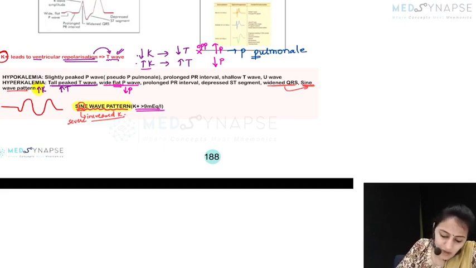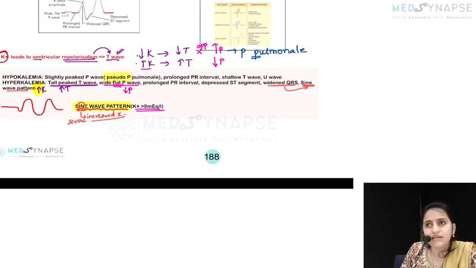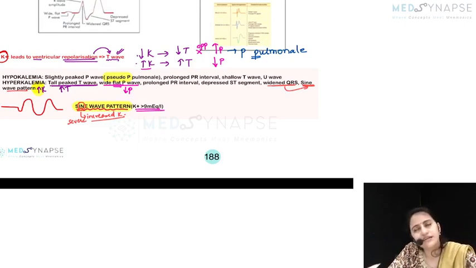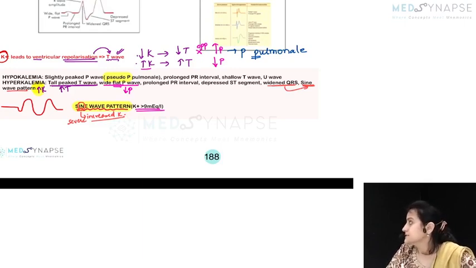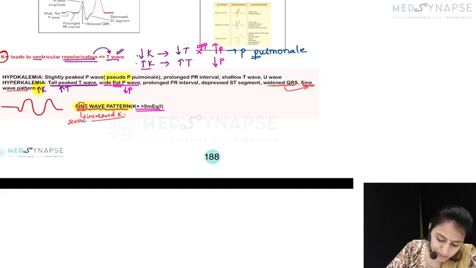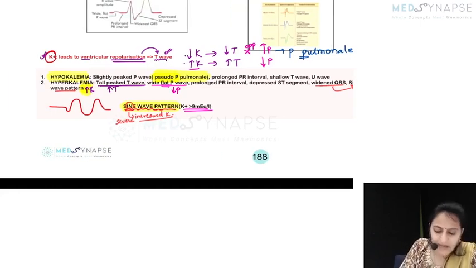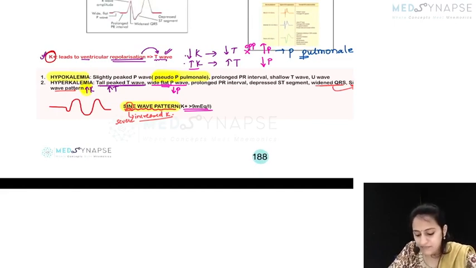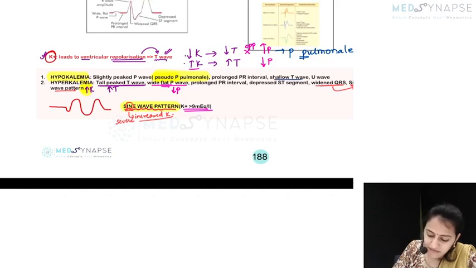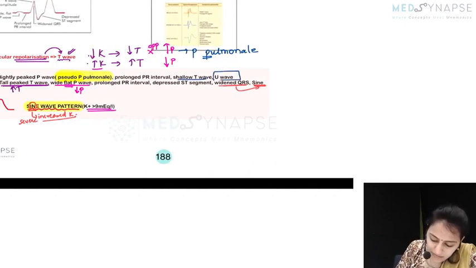So this is called pseudo P pulmonale because it's not a heart condition, right? It's not actually the right atrium enlargement. So where do you see pseudo P pulmonale? Which electrolyte abnormality? Hypokalemia. Peaked P wave, shallow T wave. What else do you see in hypokalemia?